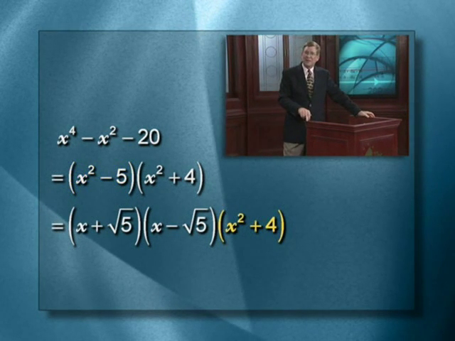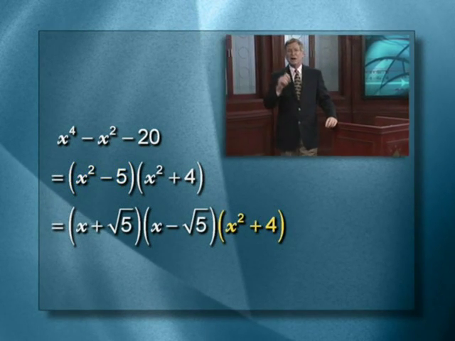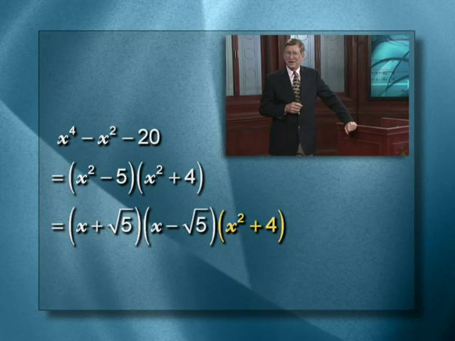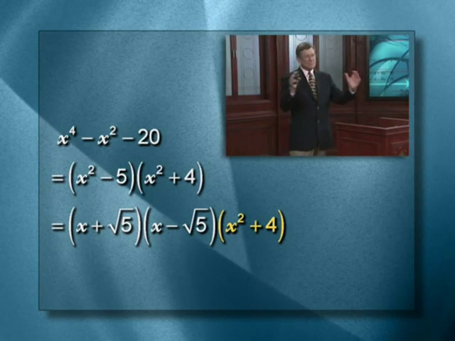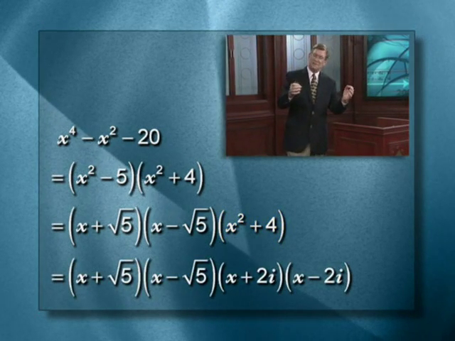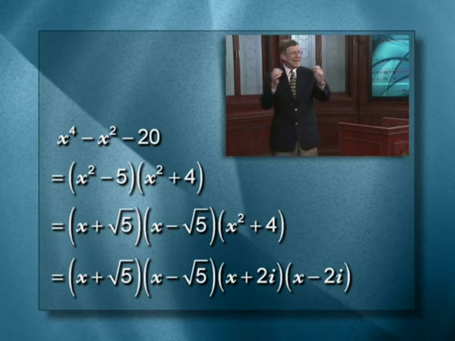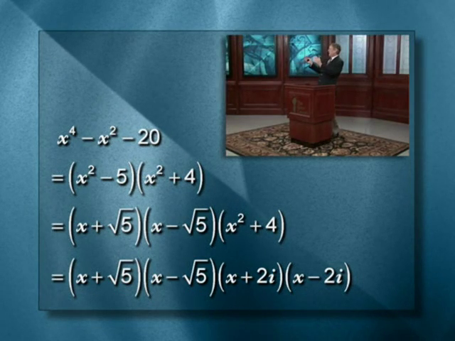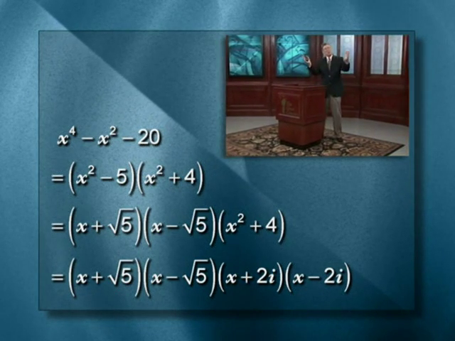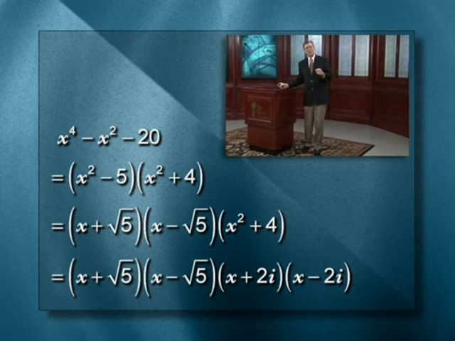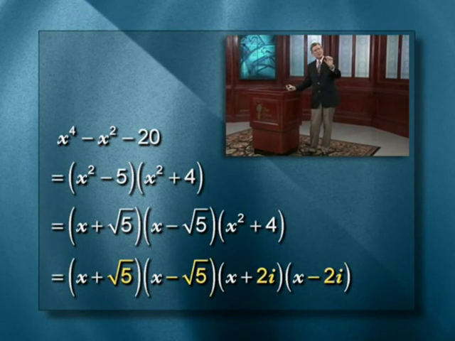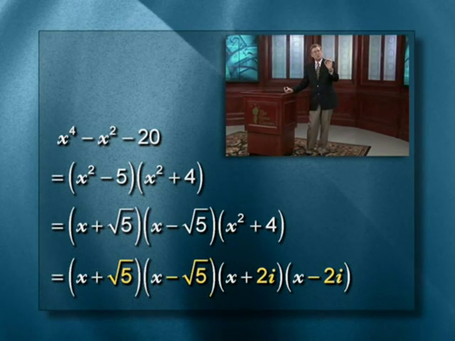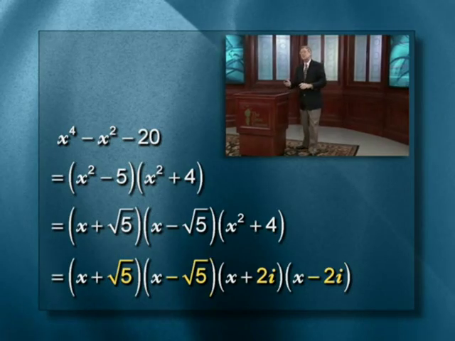What about x squared plus 4? Now I need complex numbers, don't I? The roots to that are 2i and minus 2i. And so now it's fully factored as x plus root 5, x minus root 5, x plus 2i, and x minus 2i. If you have the stamina, multiply those 4 terms out, and you'll get the original polynomial. And notice there are 4 linear factors here. The zeros are plus or minus square root of 5 and plus or minus 2i.